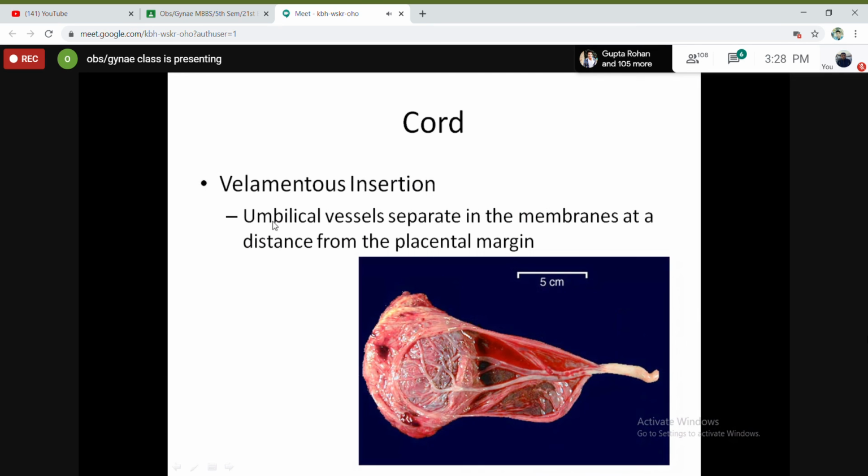Another one is filamentous insertion. Umbilical vessels get inserted into the amniotic membrane rather than into the placenta. So that is known as filamentous insertion. That's all.